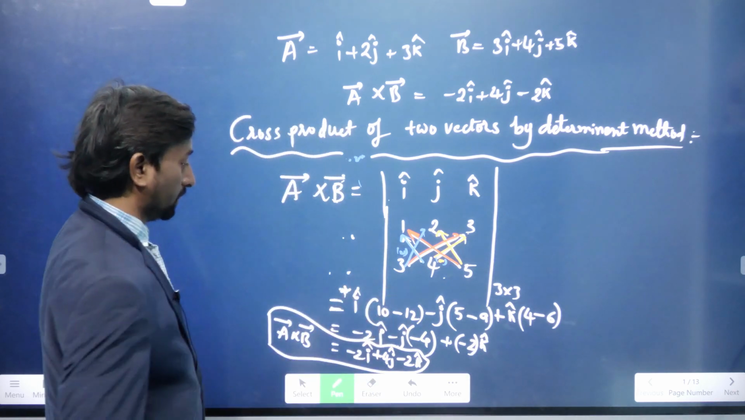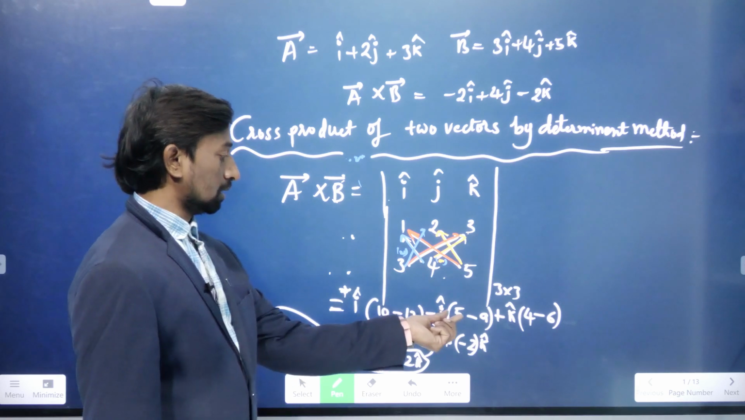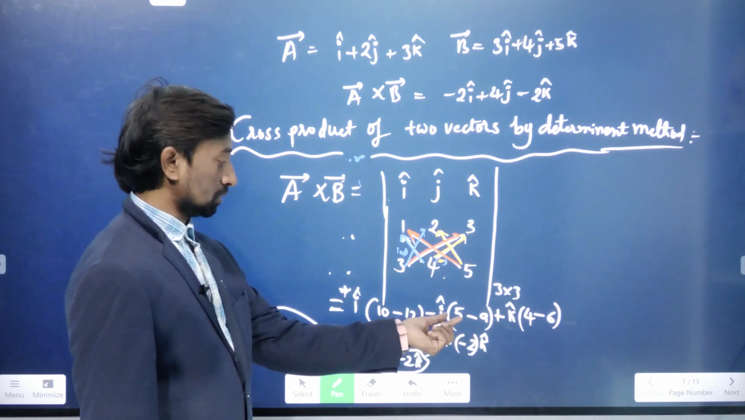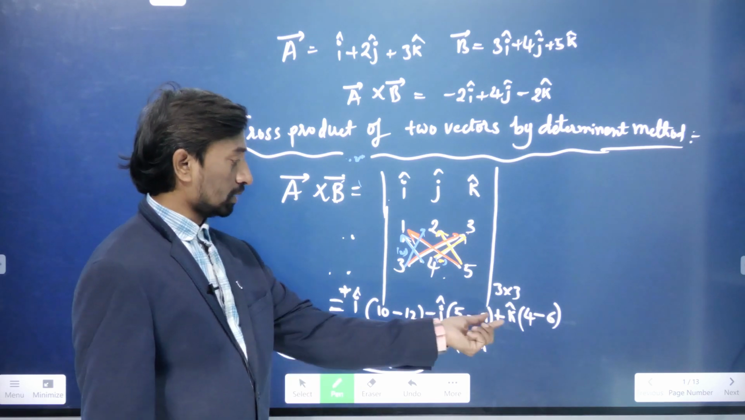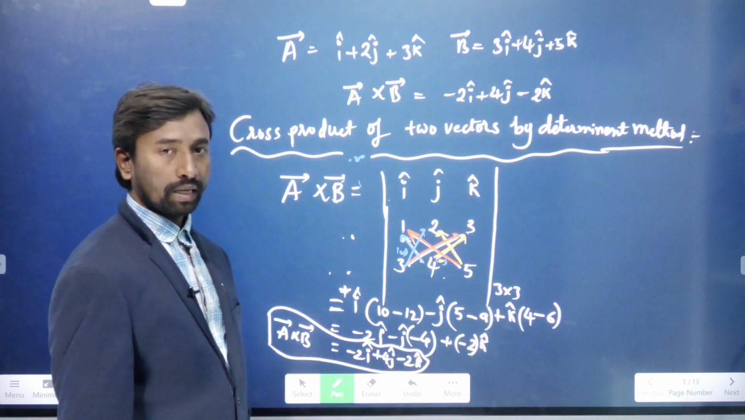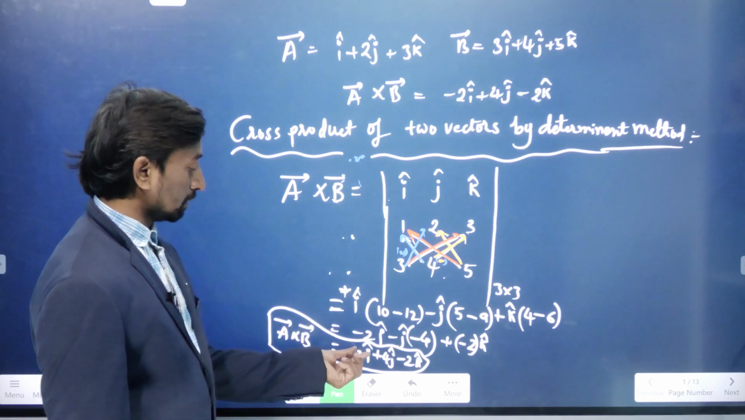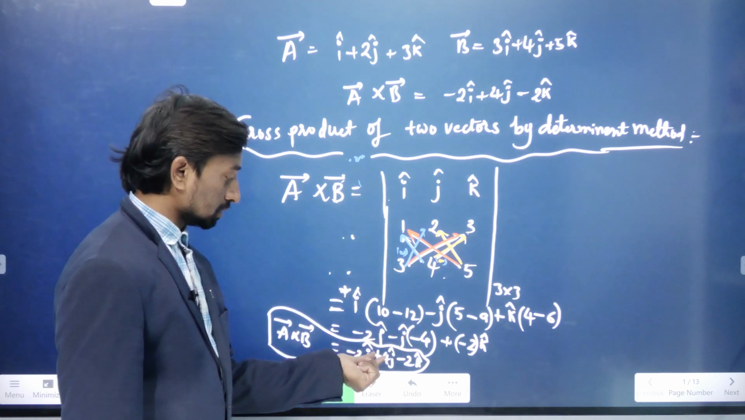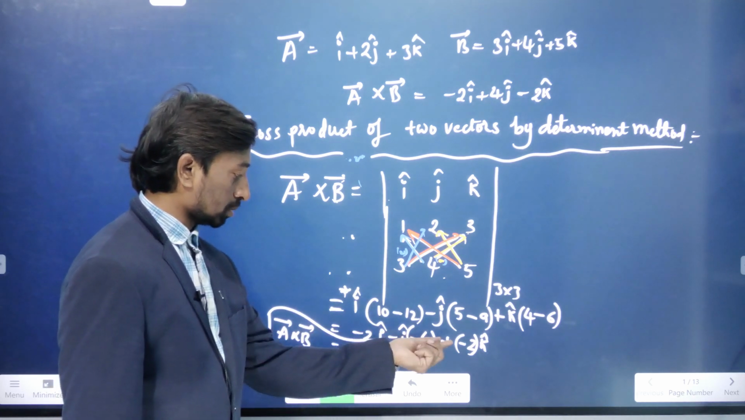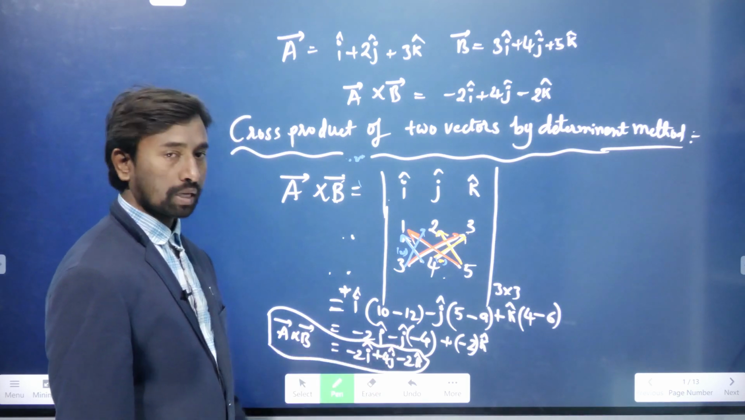Now simplify this one. 10 minus 12 will give minus 12 i cap, here 5 minus 4, sorry, 5 minus 9 will give minus 4 j cap, and this one 4 minus 6, minus 2 k cap will get minus 2 k cap. So here minus 2 i cap, plus 4 j cap, minus into minus here plus 4 j cap, and this is a minus into plus, minus. This is minus 2 i cap plus 4 j cap minus 2 k cap.